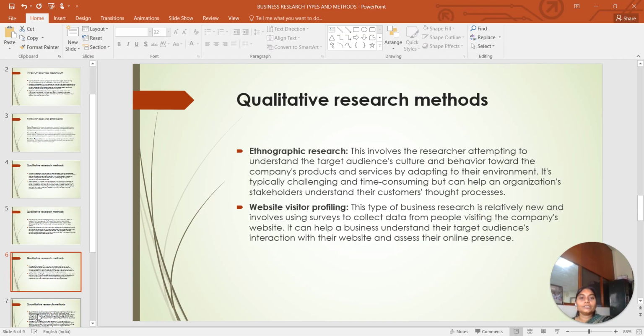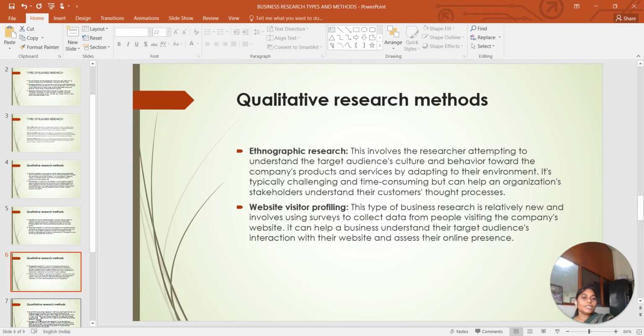And in qualitative research, the next one is ethnographic research. It involves the researcher attempting to understand the target audience's culture and behavior towards the company's products and services by adopting their environment. It is typically challenging and time consuming, but it can help organizations and stakeholders understand their customers' thought process.